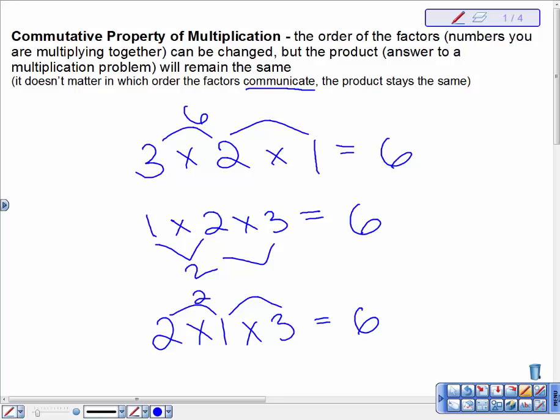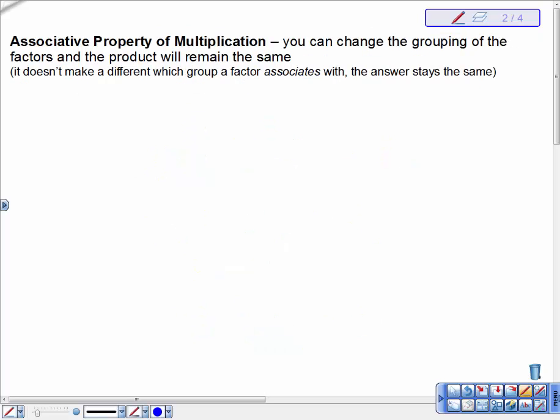That's the commutative property of multiplication. Now, let's take a look at the second property. This property is called the associative property of multiplication. For this property, it says you can change the grouping of the factors and the product will stay the same.